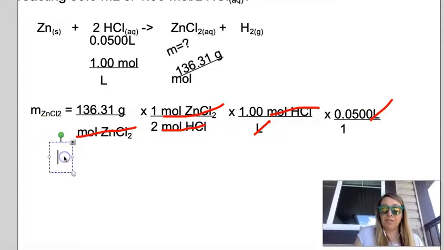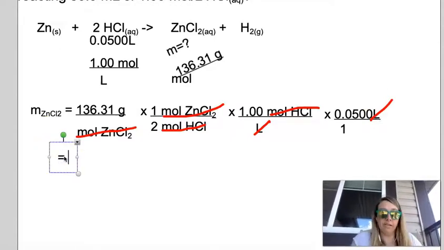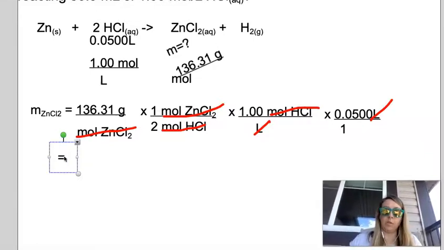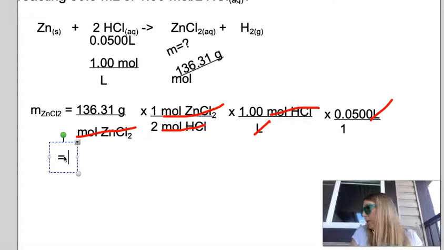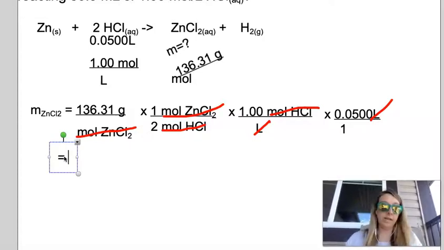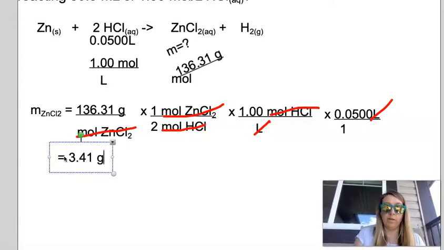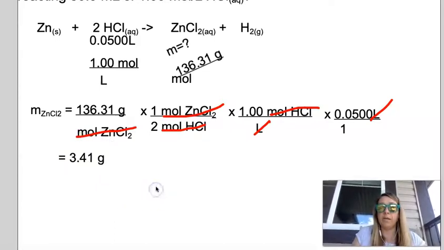And now we can just go ahead and type this in our calculator and get our answer. So 136.31 divided by 2, and then times it by 0.05. So significant digits, we can have 3, so we get 3.41 grams as the mass coming out of that, okay?